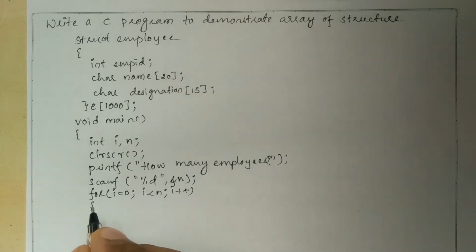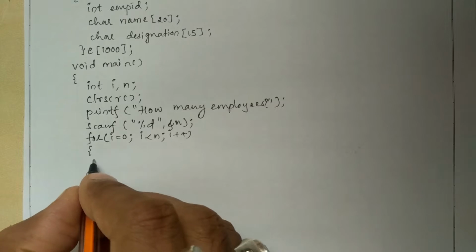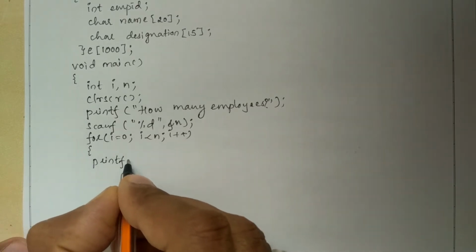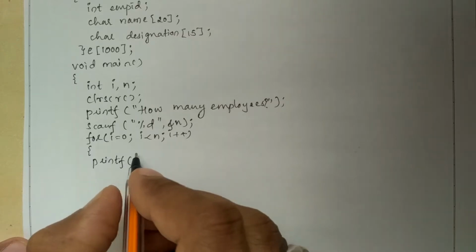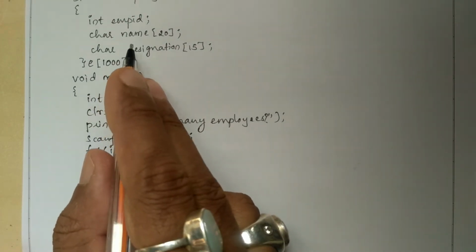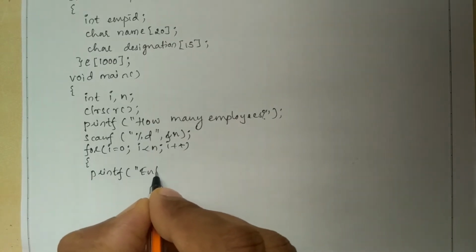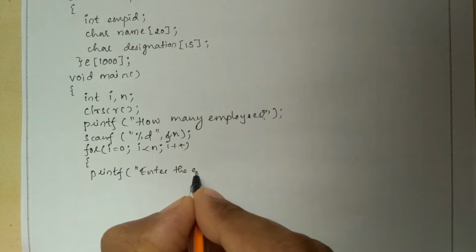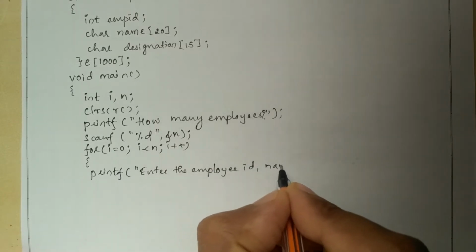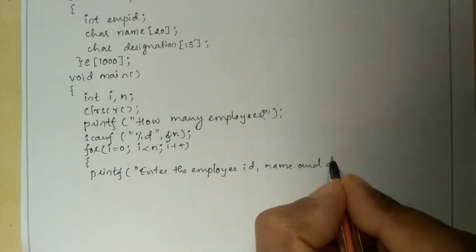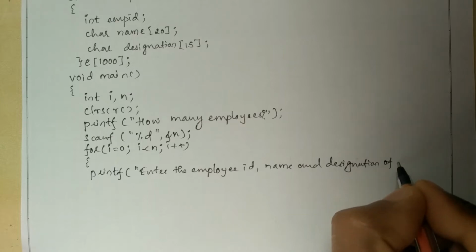I'll write i is equal to 0, i is less than n, and i plus plus. Curly open brace, and here we are going to take input from the user through keyboard. So we'll ask the user to enter the details of an employee such as employee ID, name and designation, which we have declared over here. So in a printf statement I'll write in a double quotation mark: enter the employee ID, name and designation of employee.